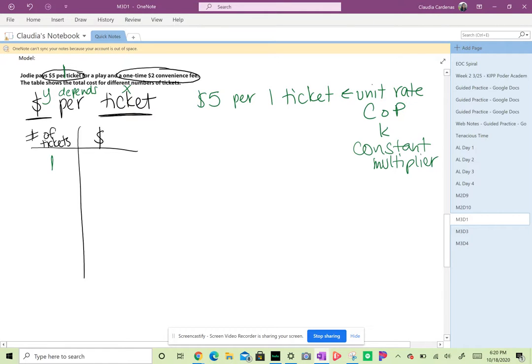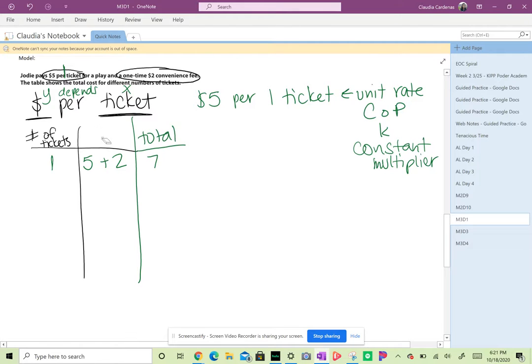But then it also says that they have to pay a one-time $2 convenience fee. It's almost like a tax, right? Like it's just something that they have to add to their purchase and then they get their total. Okay, so then how much would it be then? So I know that it's $5, but then I have to add the $2 convenience fee. So my actual total ends up being $7.